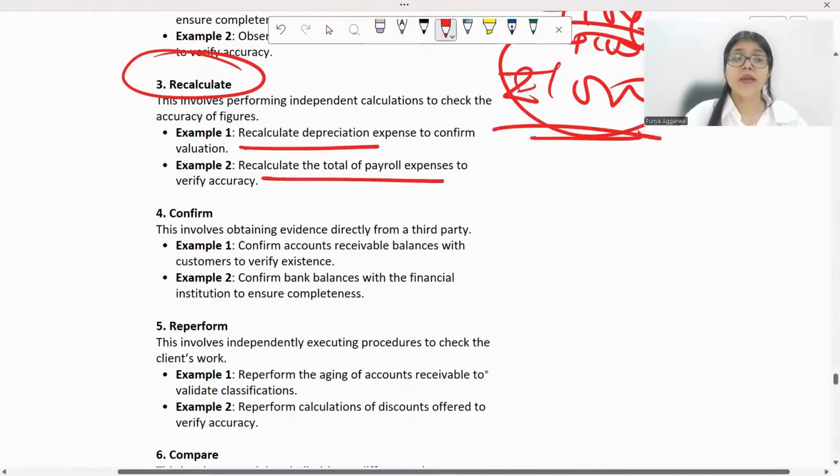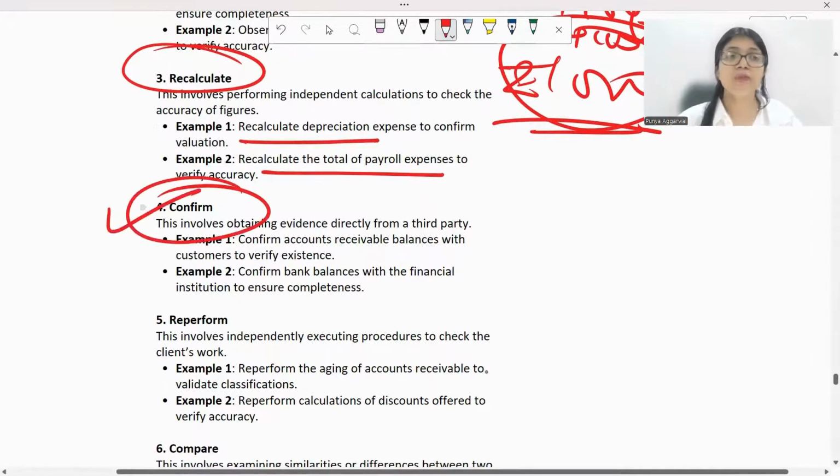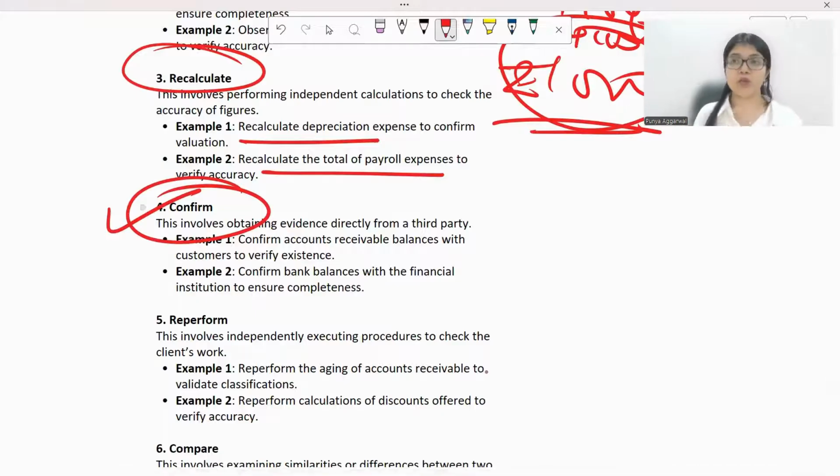Okay, then we have confirmation. So confirmation is obtaining the evidence directly from a third party. Now, I will not take confirmation from management; I can discuss with the management because they're themselves preparing the financial statements. Confirmations can be taken from a third party.